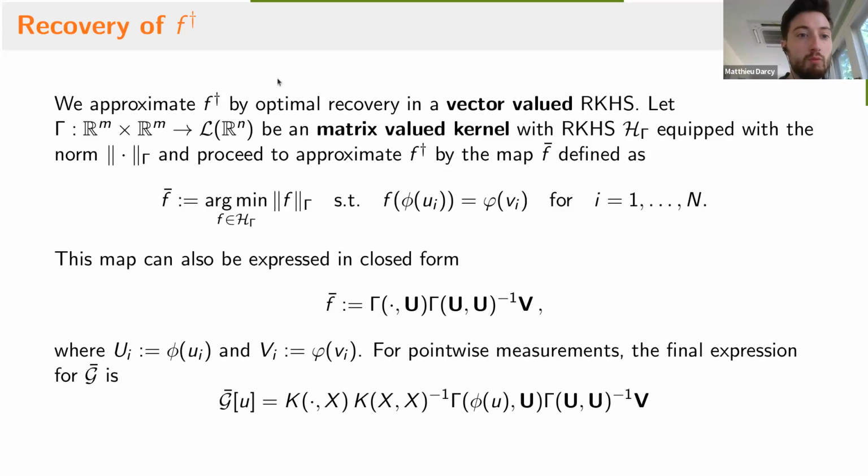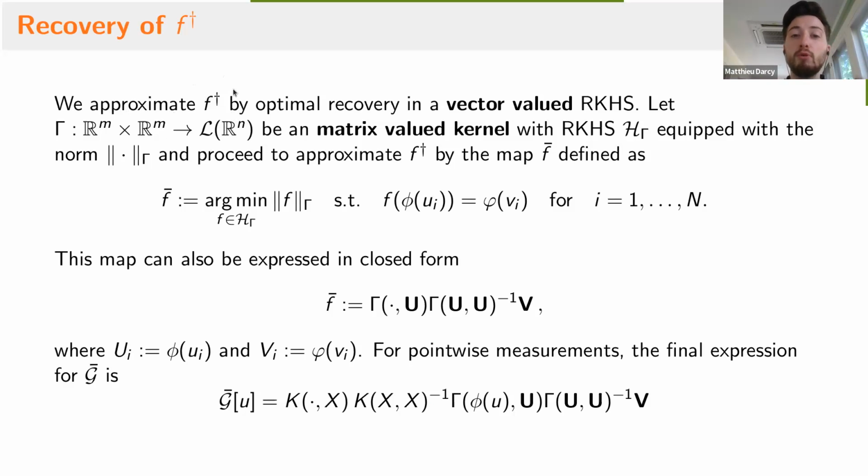So the way we're going to do this is essentially in exactly the same way, using the same principles. If you're familiar with kernel methods, you know that to define the optimal recovery maps, you have to define a scalar valued kernel. That is a kernel that takes in two inputs and outputs a scalar. Now here, the big difference is that f dagger is now a vector valued function, meaning it maps R^m to R^n, where n is greater than 1.